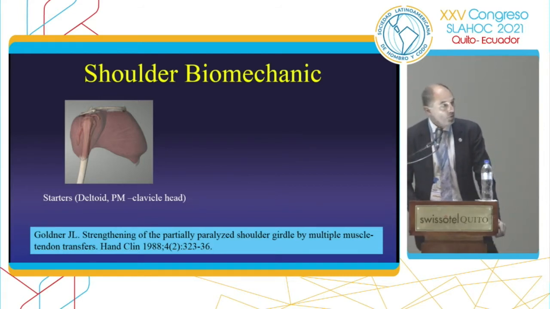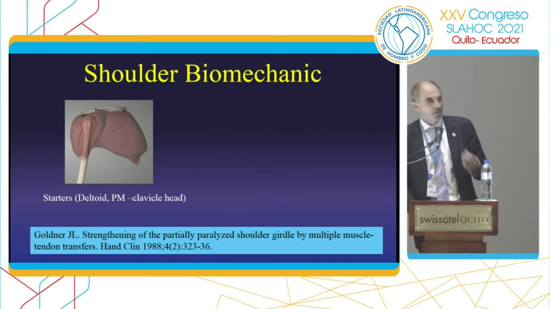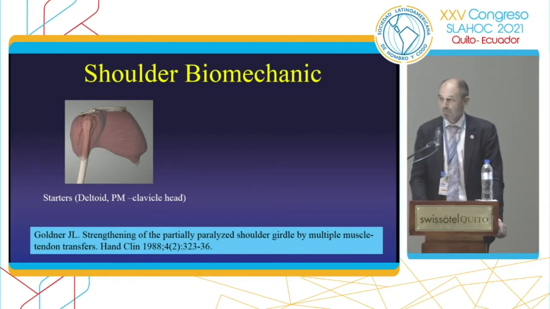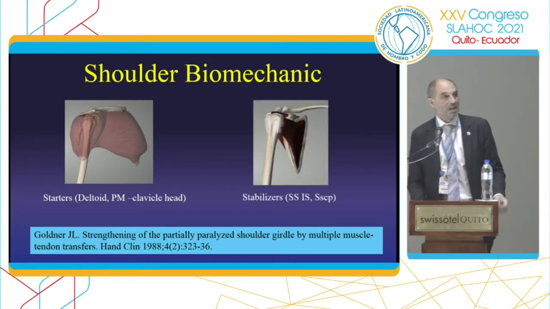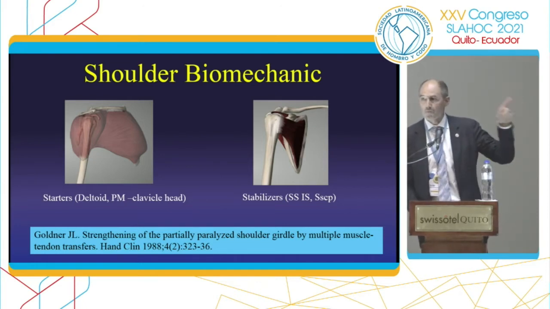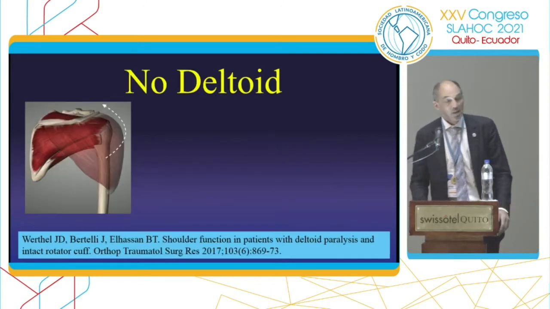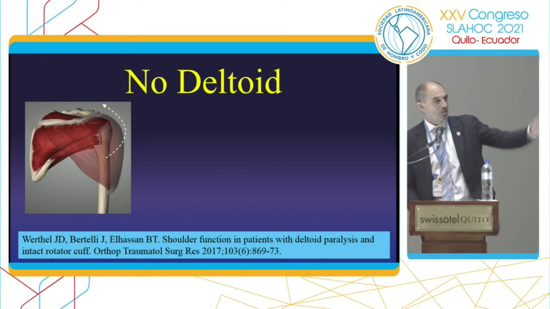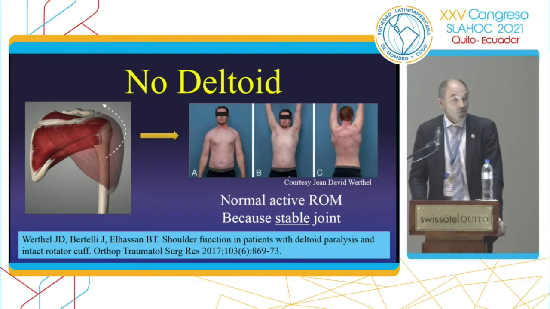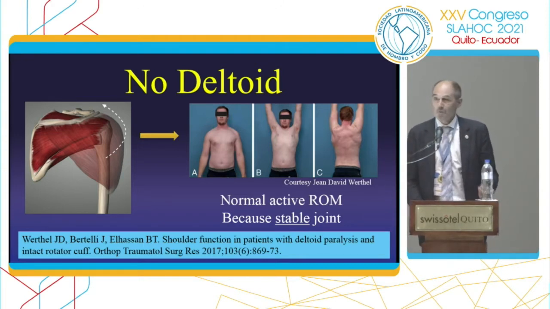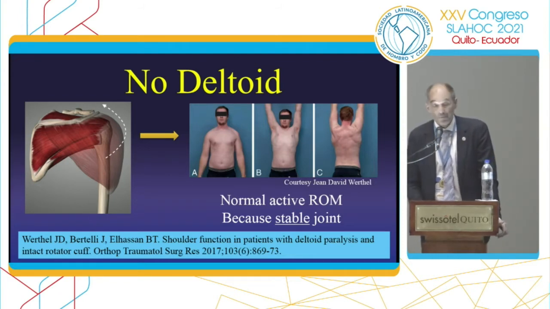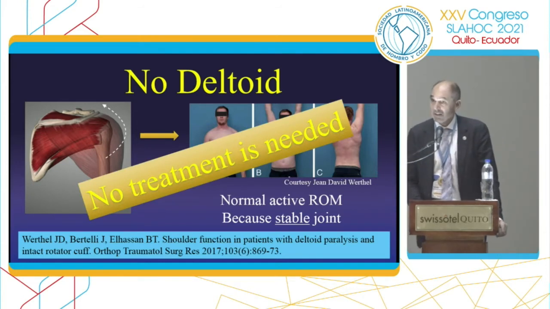If you come back to this very old paper on shoulder biomechanics, of course it's evident, but we forgot that. You have the starters of the shoulder: the deltoid, the pec major, and especially the clavicle head. On the opposite, you have the stabilizers of the shoulder with the supra, the infra, and the subscap. At this time, we did not talk about the teres minor, but it's very important too. So what happens if you have no deltoid? We can ask Bassem. No deltoid means the patient is normal, and he has normal active range of motion because the joint is stable enough. You don't have to propose anything to this patient. We can operate, but no treatment is really needed for this patient.